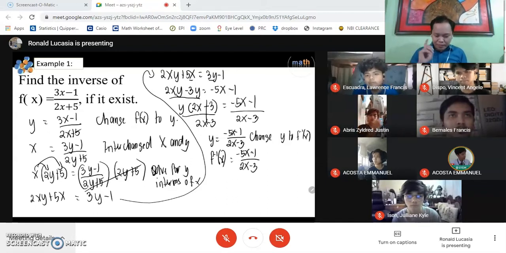Okay, now let's try to find the domain of the inverse. What's the domain of the inverse? I saw Sildred. Are you raising your hand, Sildred? What's the domain of the inverse, Sildred?